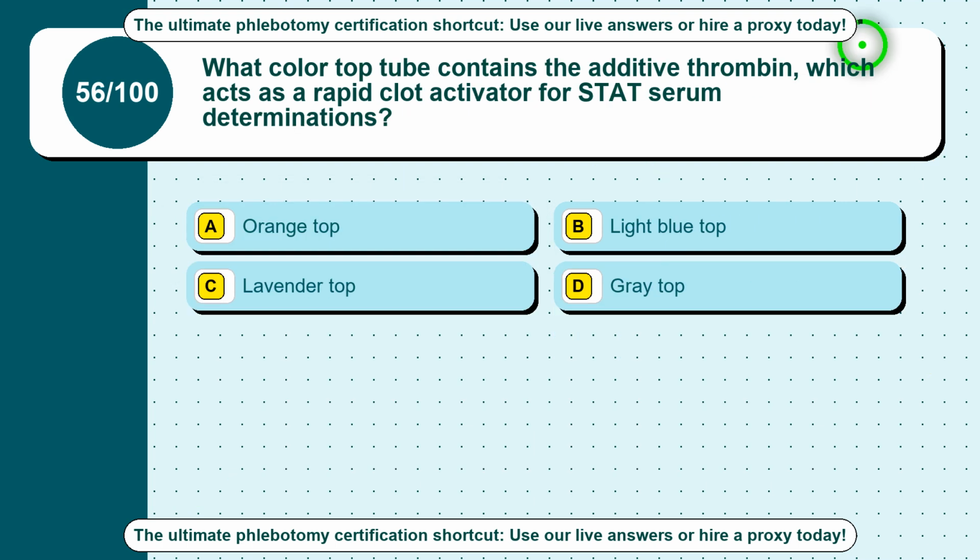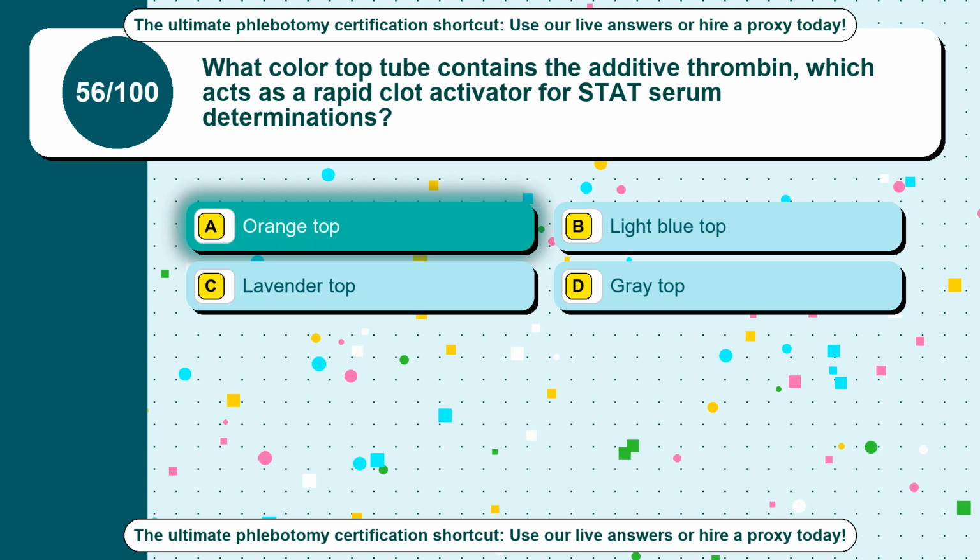Question 56. What color top tube contains the additive thrombin, which acts as a rapid clot activator for stat serum determinations? Option A, orange top. Option B, light blue top. Option C, lavender top. Option D, gray top. The correct answer is option A, orange top.